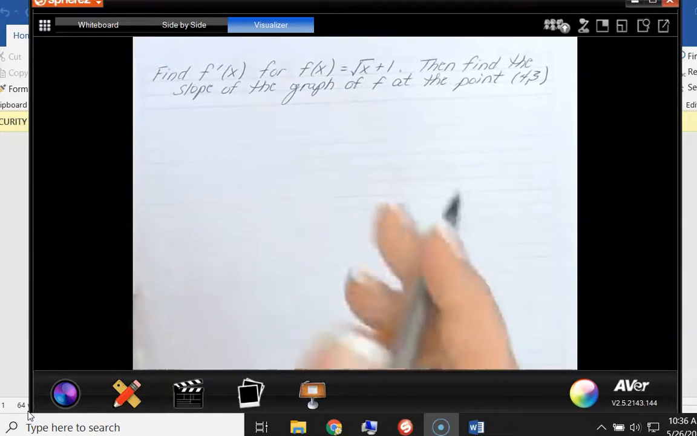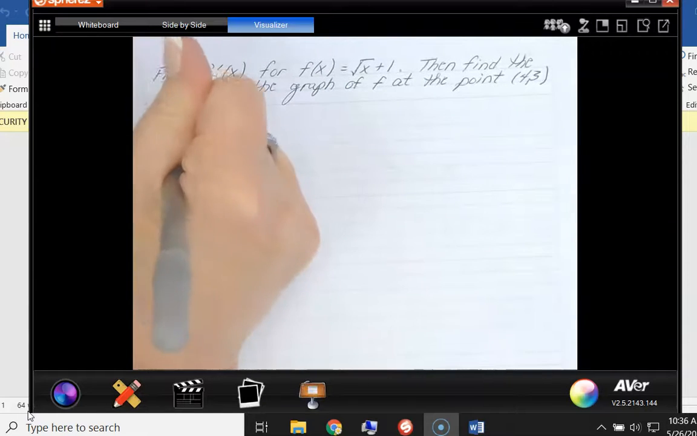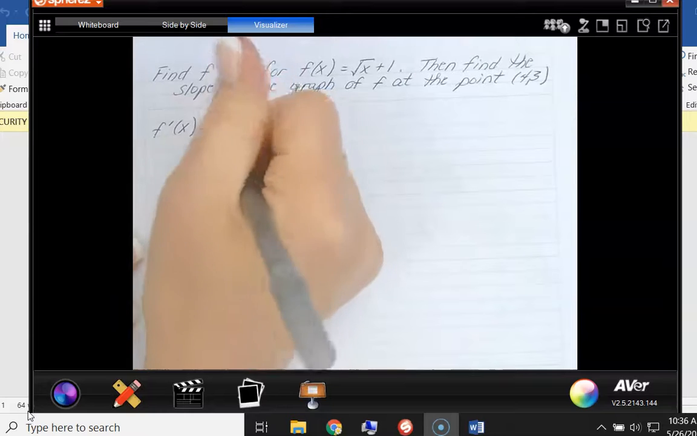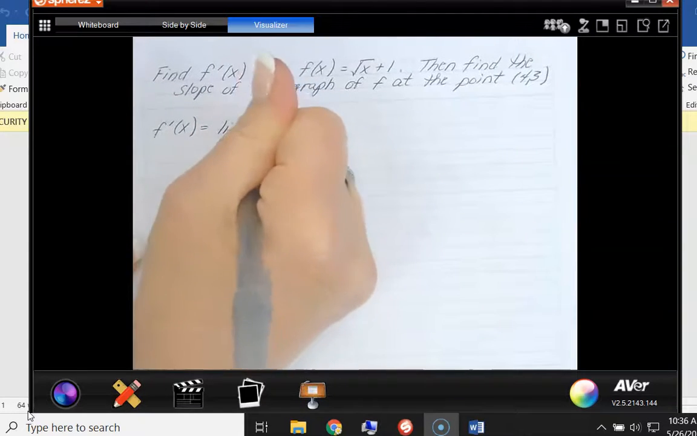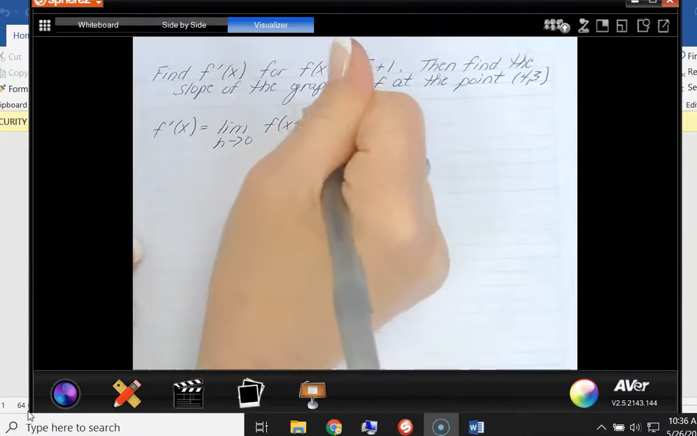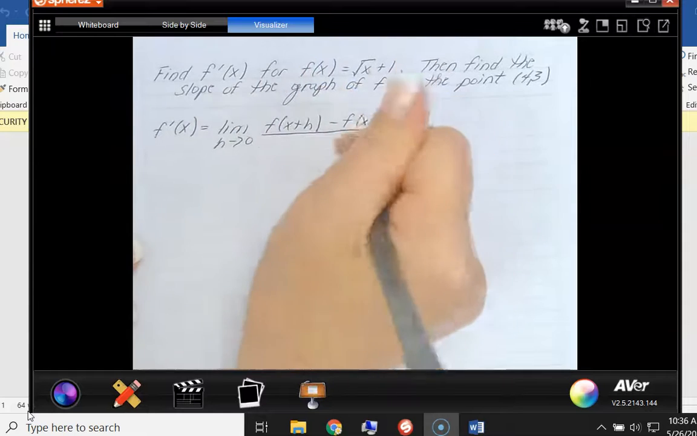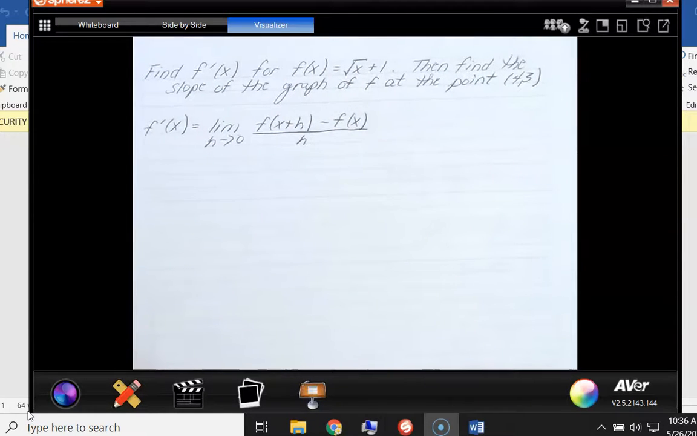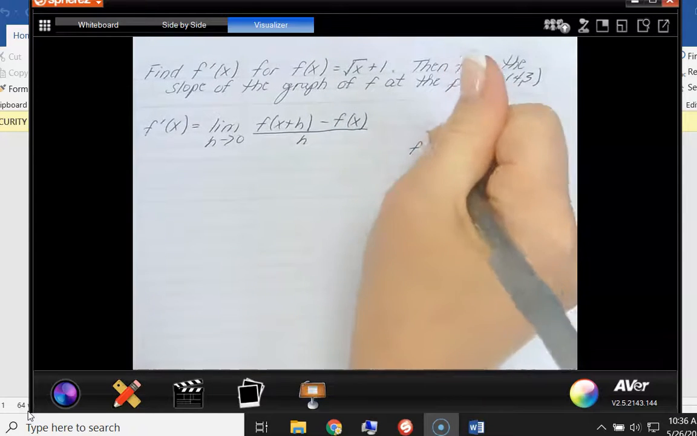Okay, so we have to start by using our formula for a derivative, f prime of x, or f prime, is the limit as h approaches 0 of f of x plus h minus f of x all over h. Okay, so we already know what f of x is, so we're good to go there. We need to find f of x plus h.